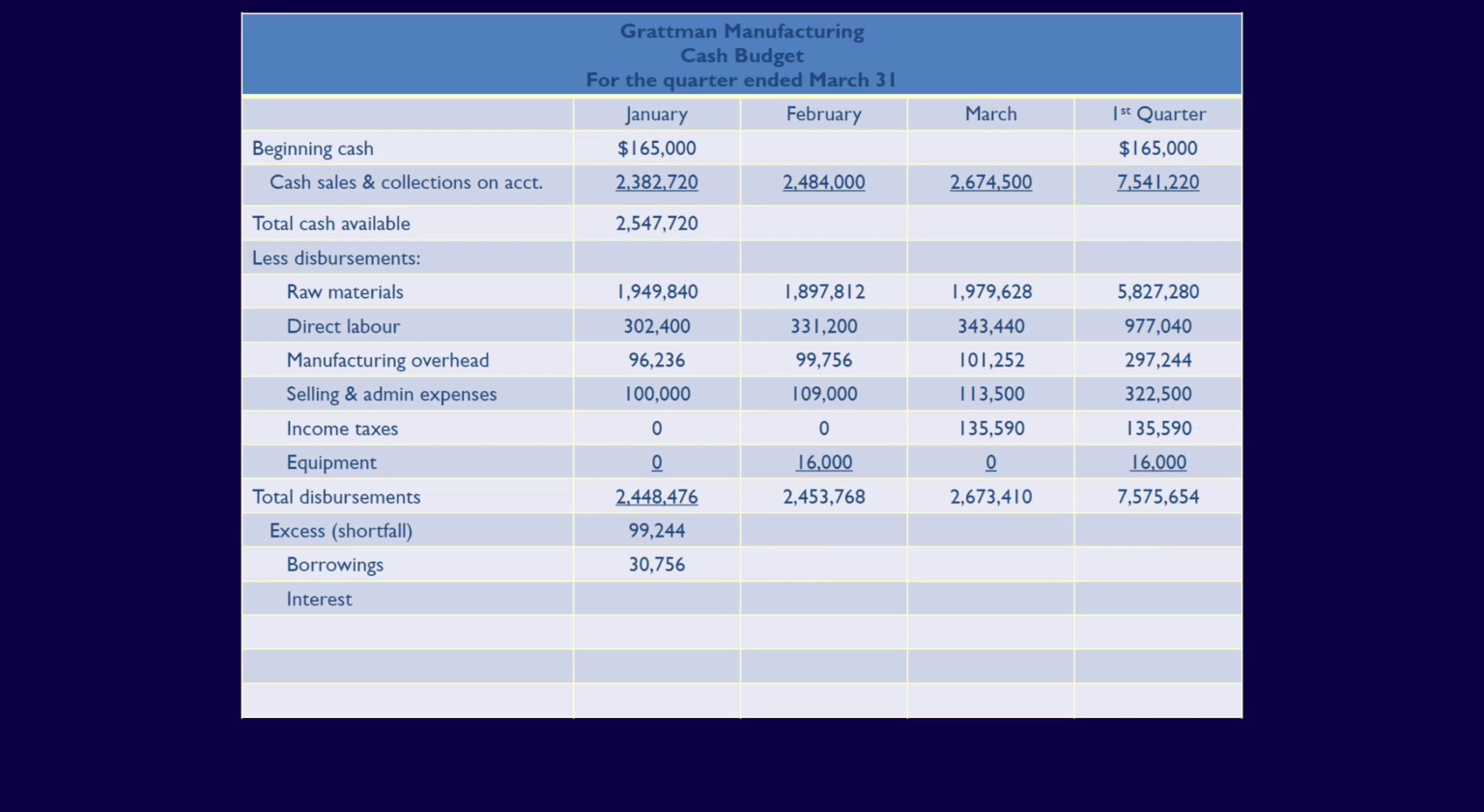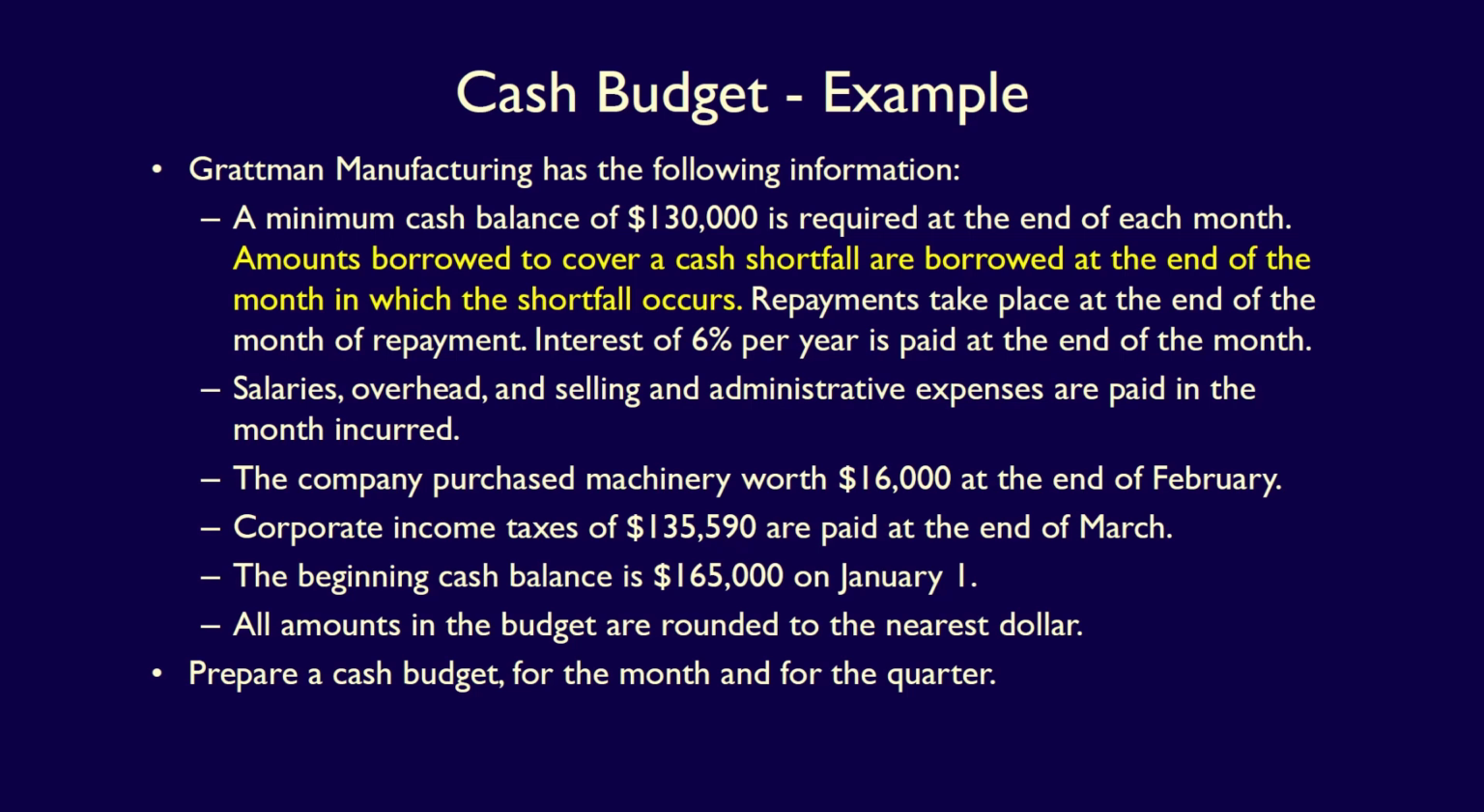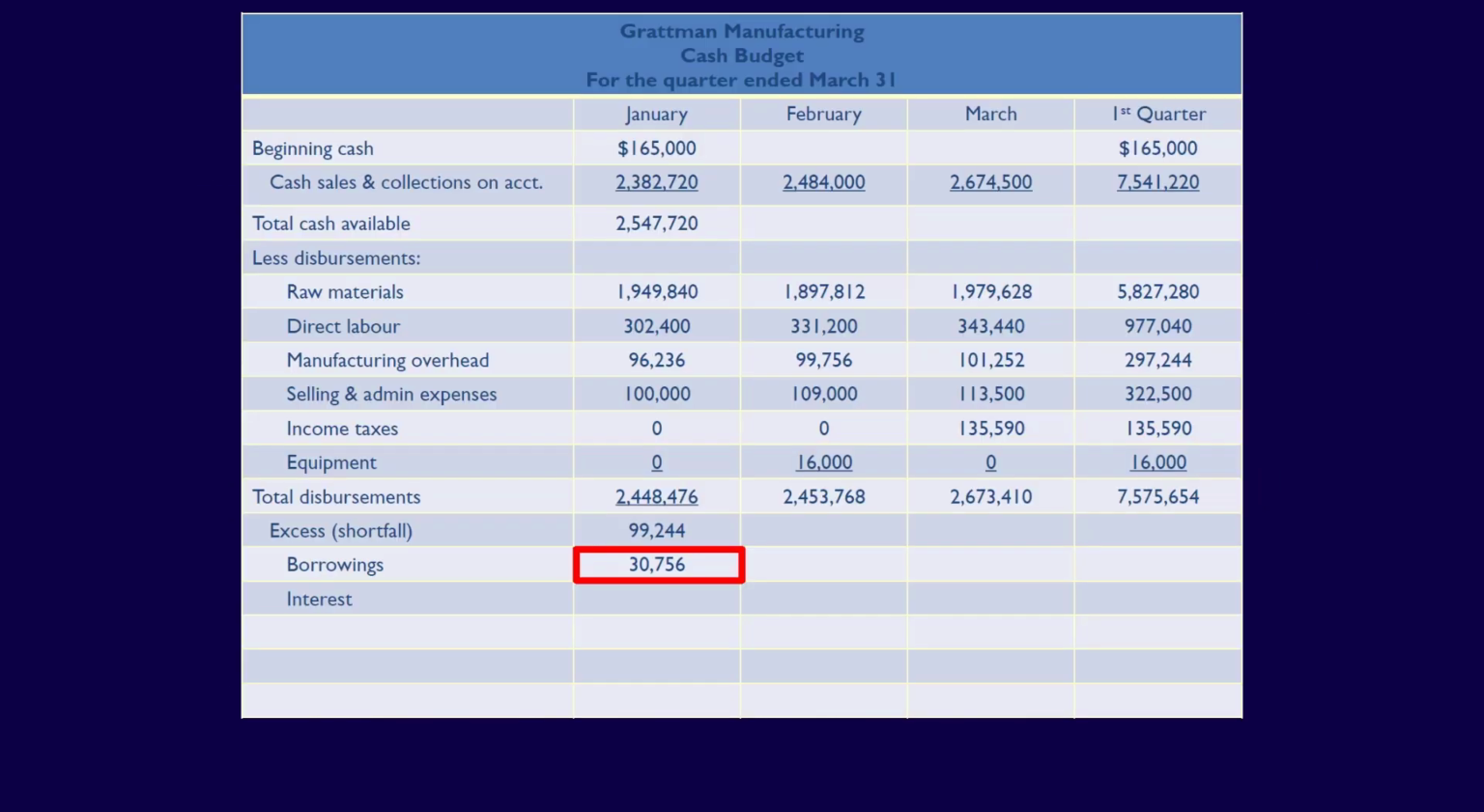What interest will they pay in January on the amount borrowed in January? According to the question, amounts borrowed to cover cash shortfalls are borrowed at the end of the month in which the shortfall occurs. Therefore, management has borrowed the $30,756 on January 31st, the last day of the month. Therefore, they have not had the use of the money as yet, and interest paid is therefore zero for January.